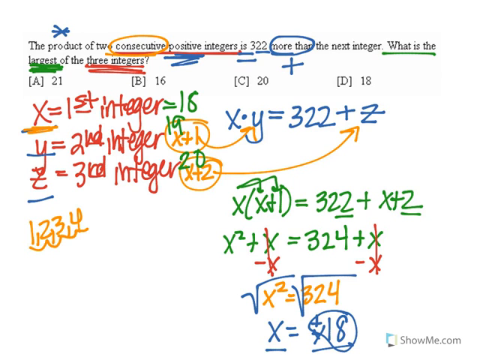So they're actually looking for this third integer here, which is 20, so I'm going to circle my solution of 20.